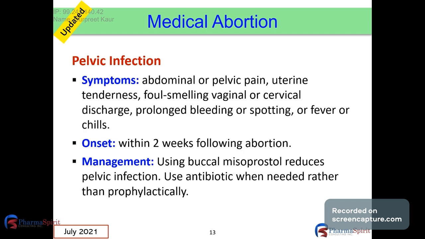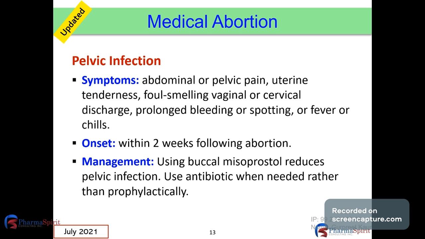The next complication of medical abortion is pelvic infections. Generally speaking, pelvic infections following medical abortion are rare, and the symptoms include abdominal or pelvic pain, uterine tenderness, foul-smelling vaginal or cervical discharge, prolonged bleeding or spotting, or fever or chills. It's very important to educate the female to seek medical attention immediately if she experiences any of these signs and symptoms at any time during the 2 weeks following medical abortion.